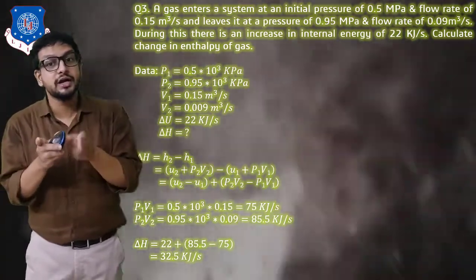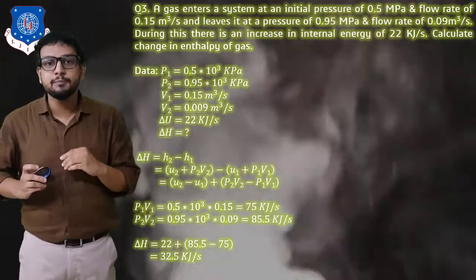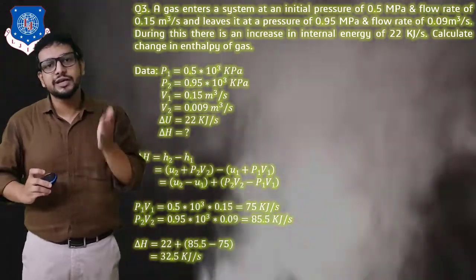Okay, so I have converted megapascal into kilopascal, so you can see the data. P1 is equal to 0.5 into 10 raised to 3 kilopascal. P2, I have written 0.95 into 10 raised to 3 kilopascal.